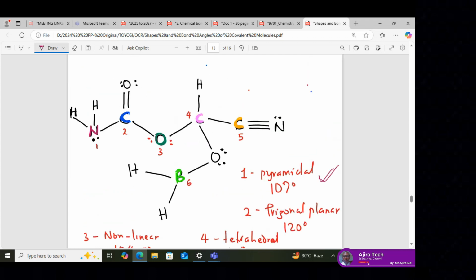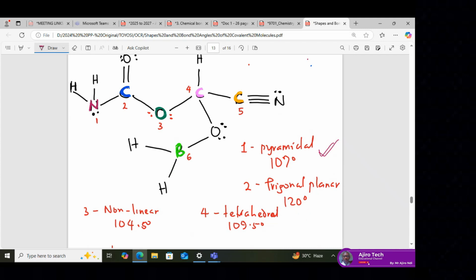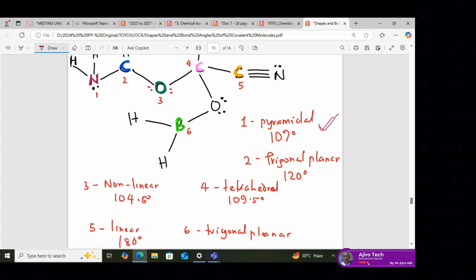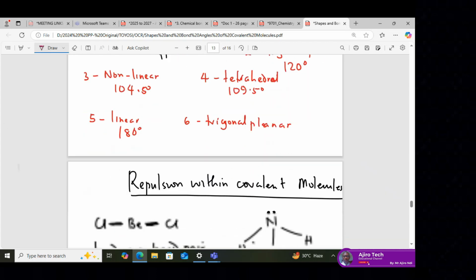Number 4, carbon has four centers of bonding pair and no lone pair, so that is tetrahedral. Number 5, carbon has two centers of bonding pair with no lone pair, linear, 180 degrees. Number 6, boron has three centers of bond pairs and no lone pair, that's trigonal planar. I just combined them for you so you can conceptualize it. I put all of them here for you.